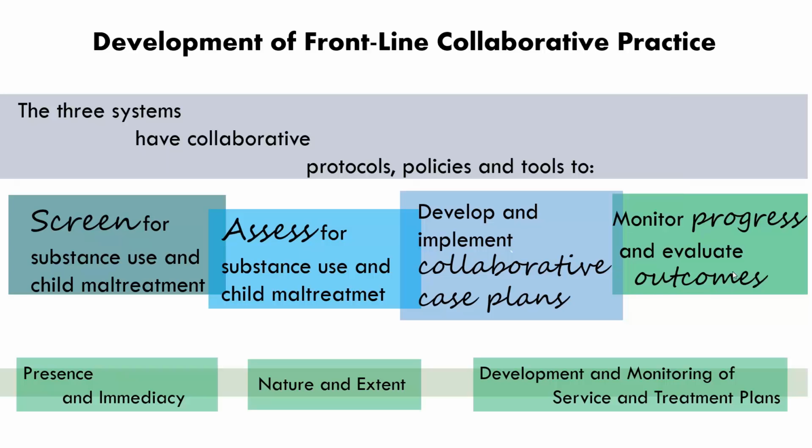That frontline collaborative practice then says that the three systems have developed a practice protocol and they have policies and tools in place to understand who screens, answering that question of is there an issue and what's the immediacy, who does the assessment, is there a diagnosis that can be made, how does it affect the child maltreatment, and how do we understand what that means in terms of the collaboration in the case planning in order to monitor their progress and evaluate outcomes. That development of the frontline practice is what needs to then be sustained in the practice protocol and in policy.